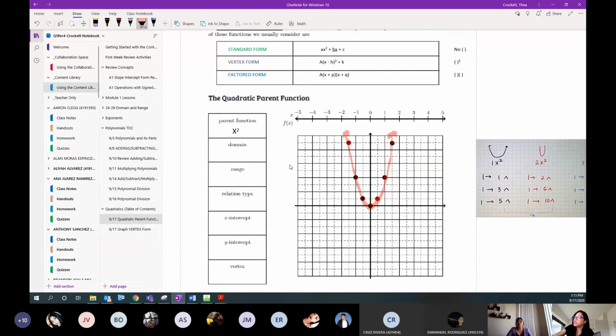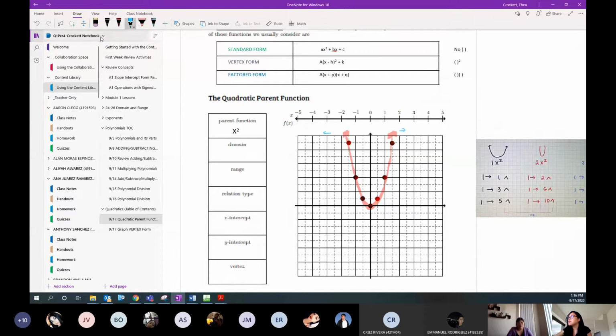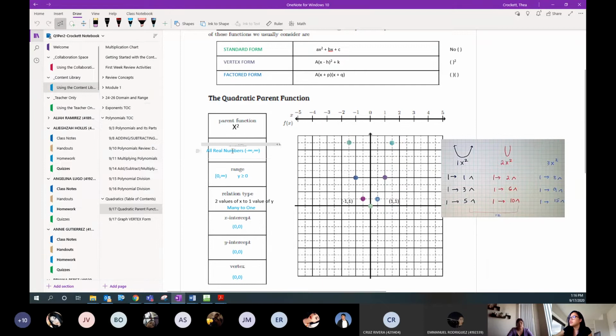All right, so we can also describe this by its domain, range, relation type, x-intercept, y-intercept, and vertex. Okay, the domain here, this is gonna go to the left forever and to the right forever. So our domain is gonna be all real numbers, and I'll just go back and copy those.